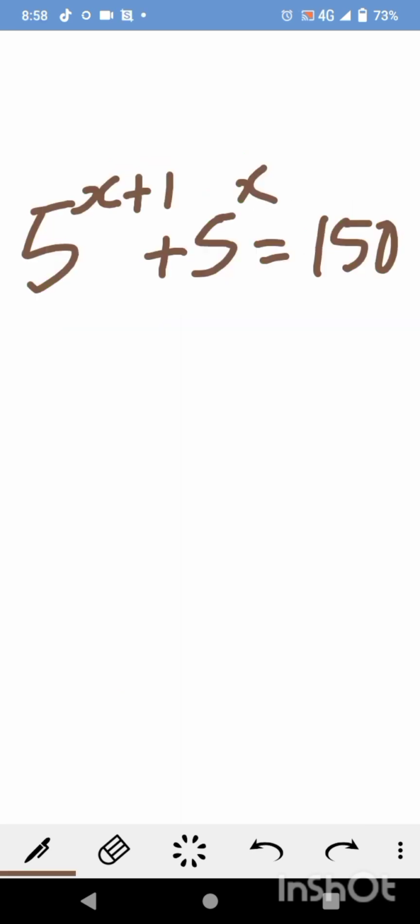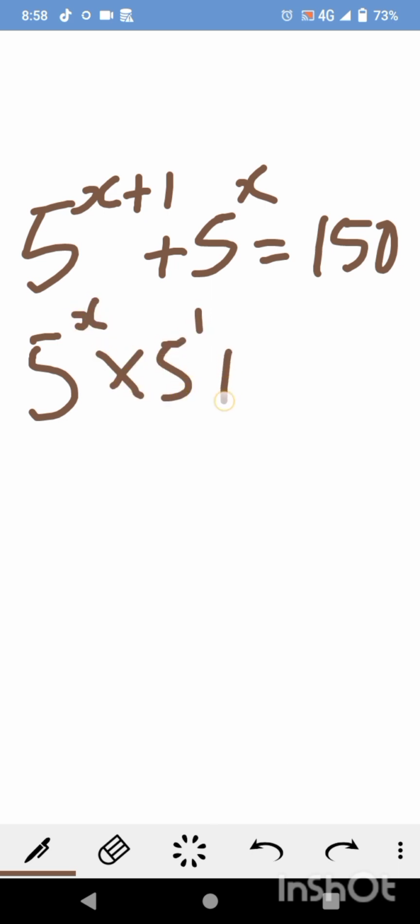Okay, so let's learn how to solve this. Still in indices, most of those common JAMB questions. So what do we do here? Now, this 5 raised to power x plus 1, we are going to rewrite as 5 raised to power x times 5 raised to power 1, plus 5 raised to power x equals 150.